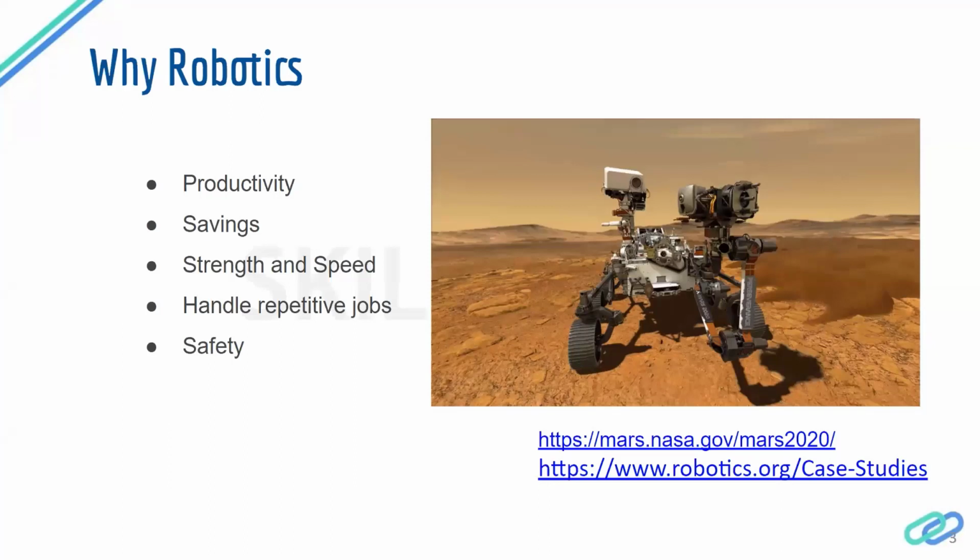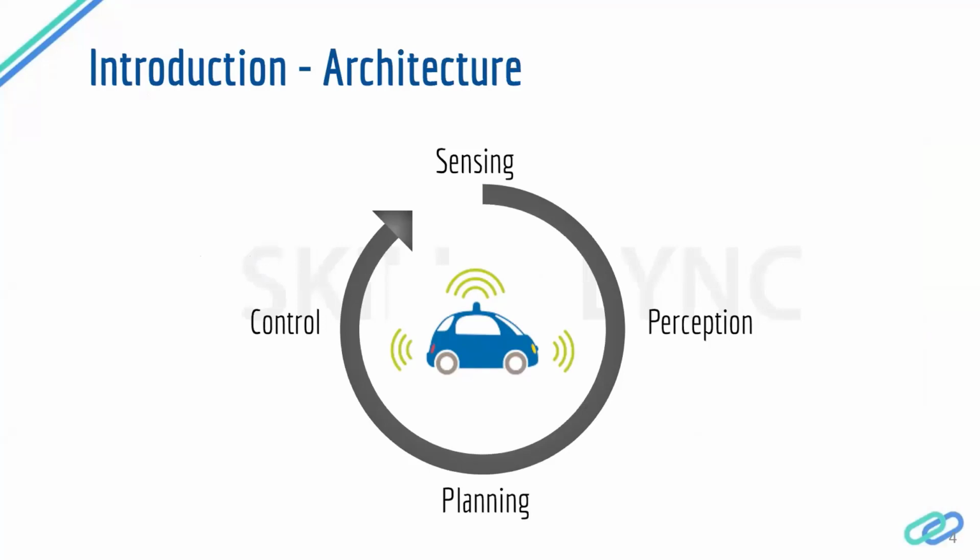So let's not wait too much further. Let's talk about how robots are working and what they are doing. The first thing is the introduction of the architecture. What are the main topics in a robot, or the main components in a robot or an autonomous vehicle? So you have four components: sensing, perception, planning, and control.